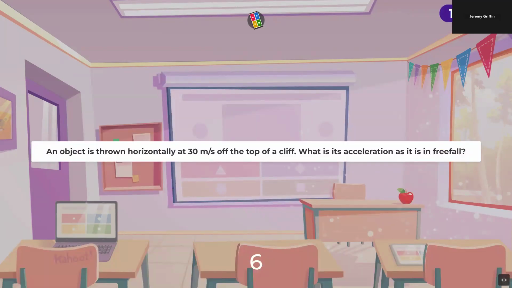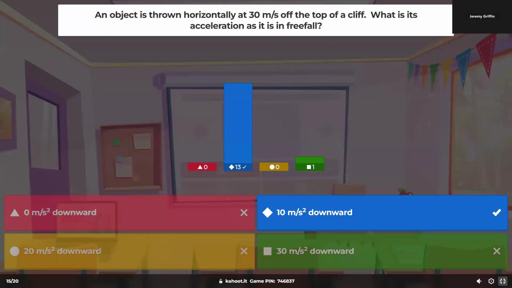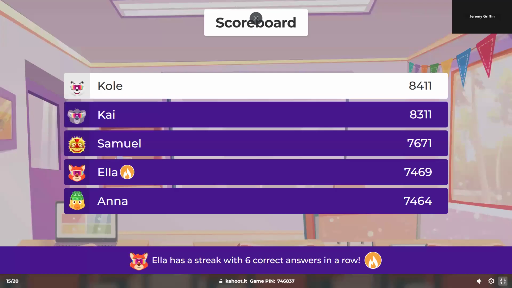An object is thrown horizontally at 30 meters per second from the top of a cliff. What is the acceleration as it is in free fall? Yeah, you guys got it. 10 meters per second squared downward, always. Isn't that true regardless of how fast you throw it, what direction you throw it? As soon as the ball leaves your hand, it is accelerating straight down at whatever the gravity field is. Right. Moving up, moving down, moving aside, fast, slow.